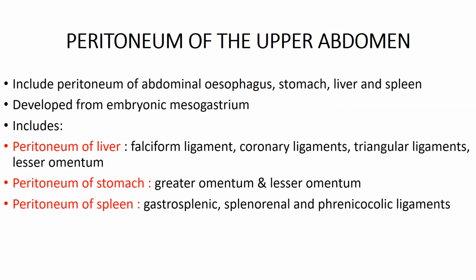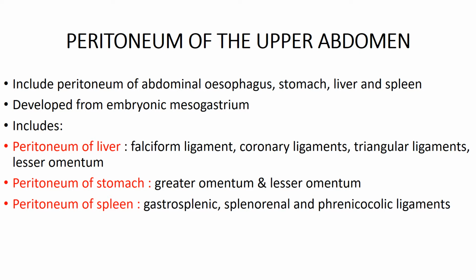For better understanding, we will discuss the peritoneum under three headings: peritoneum of the upper abdomen, peritoneum of the lower abdomen, and peritoneum of the pelvis, which will include the peritoneum of the male and female pelvis since they differ. The peritoneum of the upper abdomen includes the peritoneum related to the abdominal part of the esophagus, stomach, liver, and spleen, which develop from the embryonic mesogastrium, ventral and dorsal.